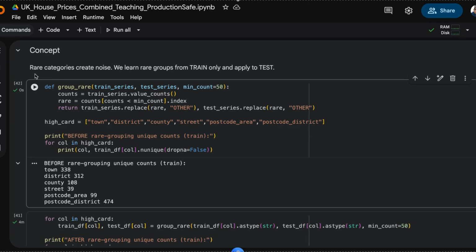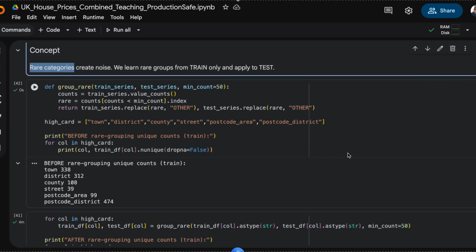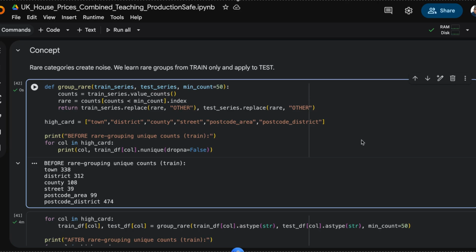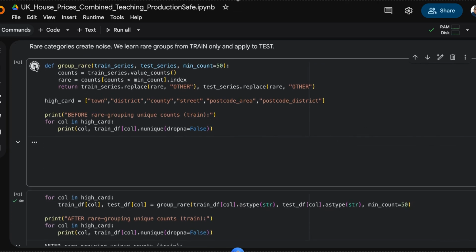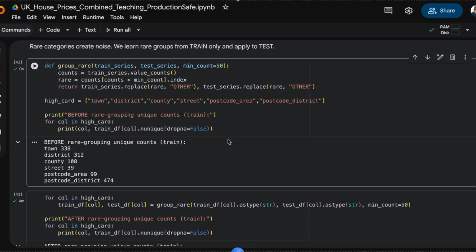In high cardinality categorical variables, many categories appear only a few times. Why rare categories are a problem. When a category appears very infrequently, it creates several problems: statistical instability, overfitting risk, unreliable target encoding, and sparse feature expansion. For example, if a particular street appears only twice, any encoding derived from it will be based on extremely limited information. That signal is unreliable.